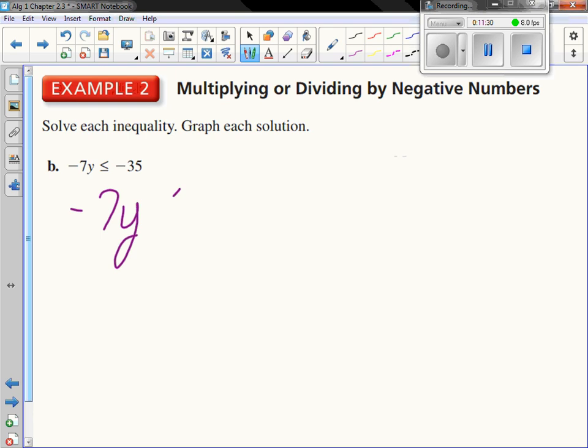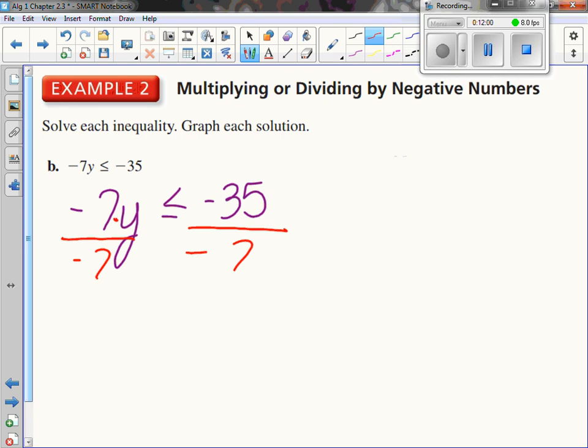So negative 7y is less than or equal to negative 35. So we need to get the value of y by itself. What do I need to do to get y by itself? Multiply, divide, add, subtract. We wouldn't multiply, we would divide by negative 7. Because since negative 7y is already being multiplied, if I'm going to undo multiplication, I have to divide. So we would divide both sides by negative 7.